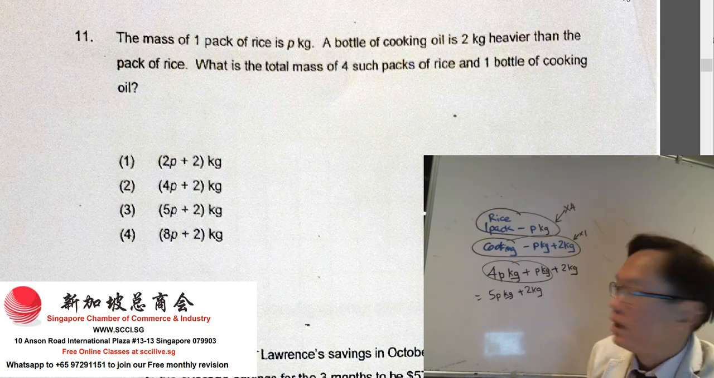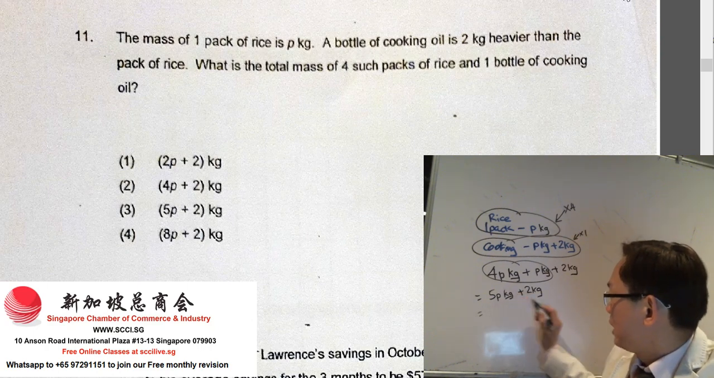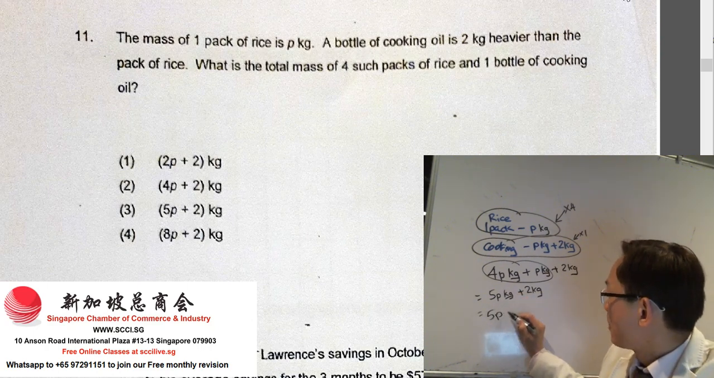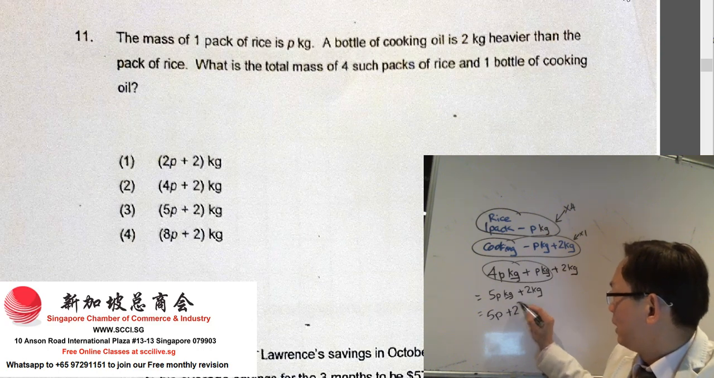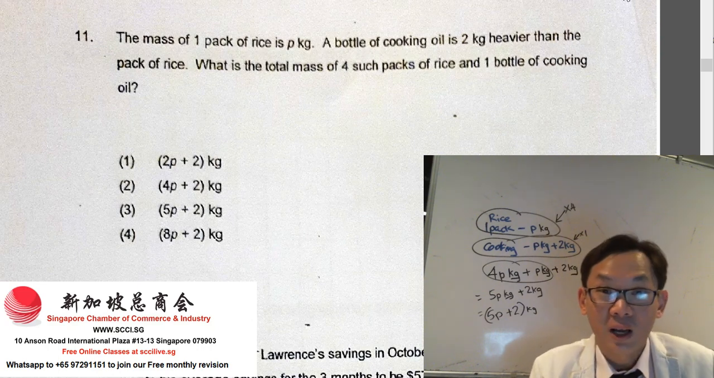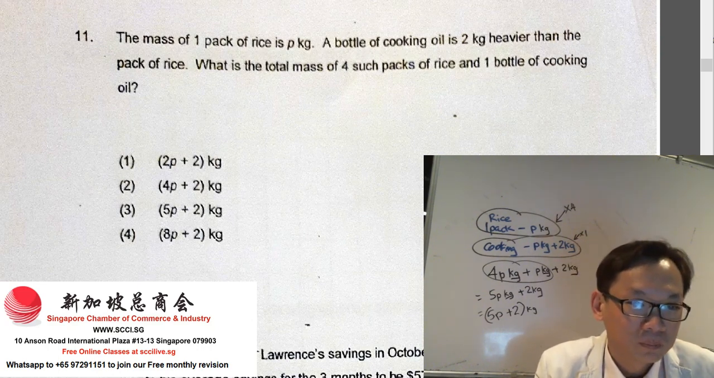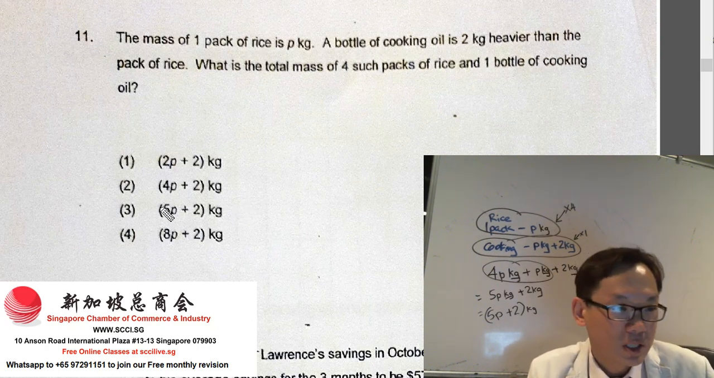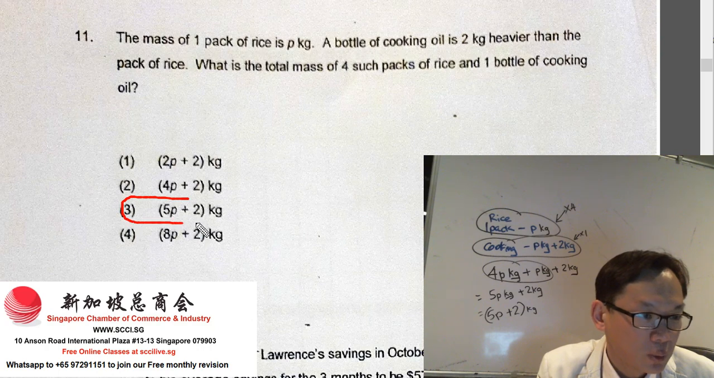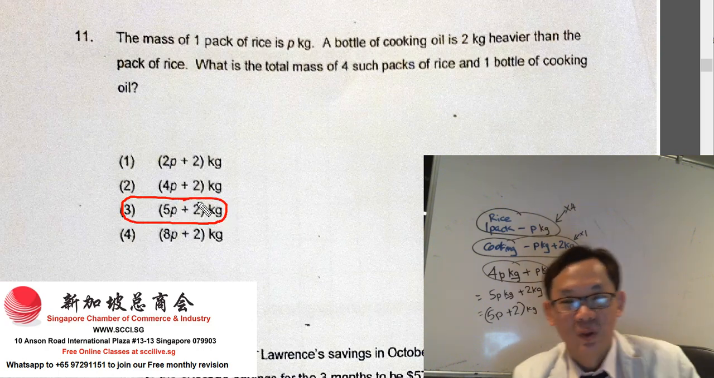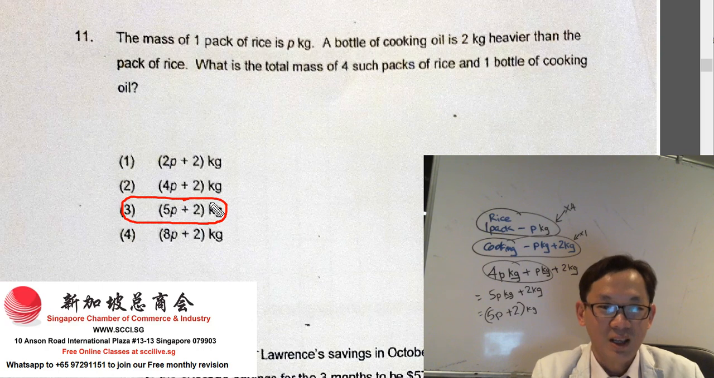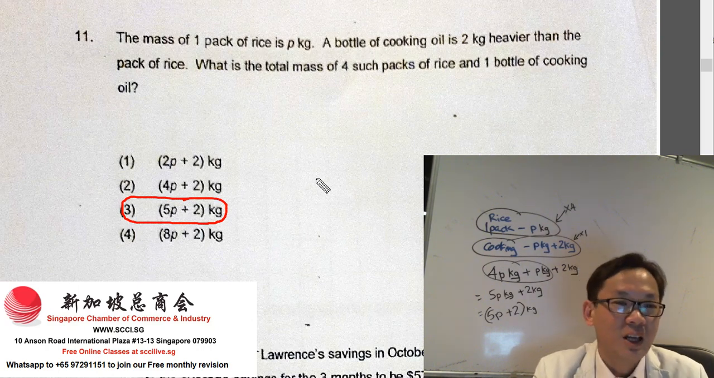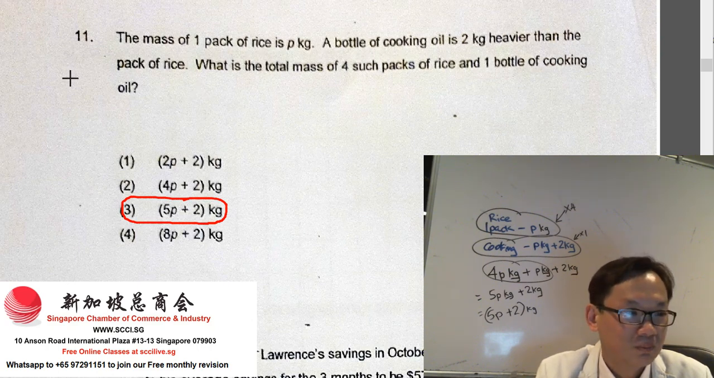So let's look at it. It is equal to, let's take the kg out, 5p plus 2. In brackets, the kg is just a unit. So what is the correct answer? Do you get it correctly? It's basically 5p plus 2 kg. So the answer is 3. Do you get it correctly? Slowly, let's try again. Now let's look at the next question. Are we able to do it together?